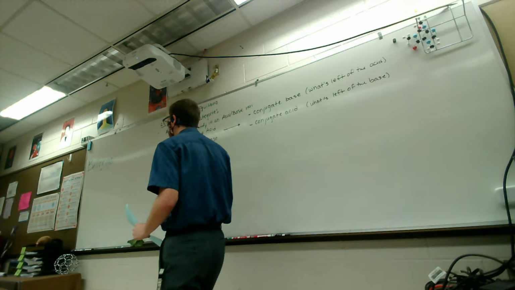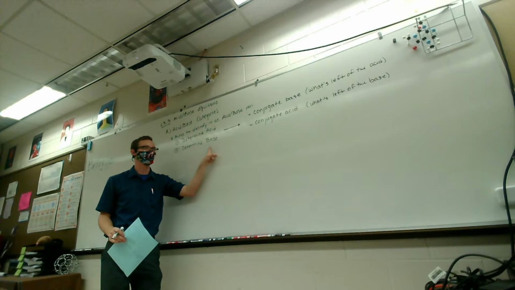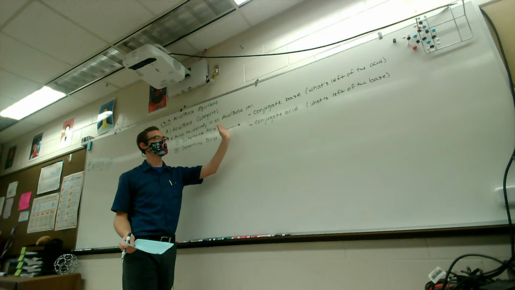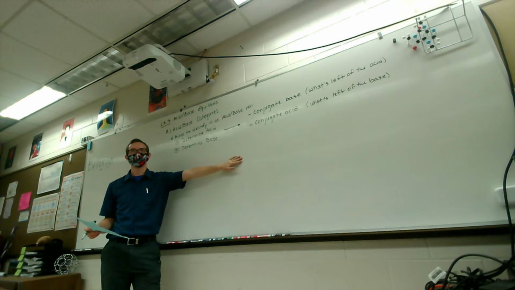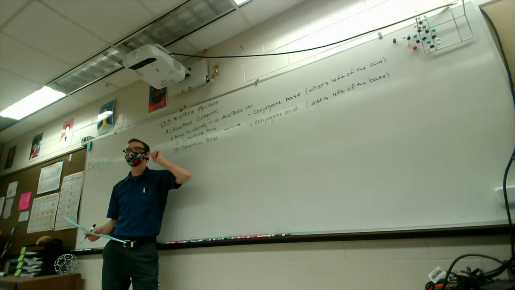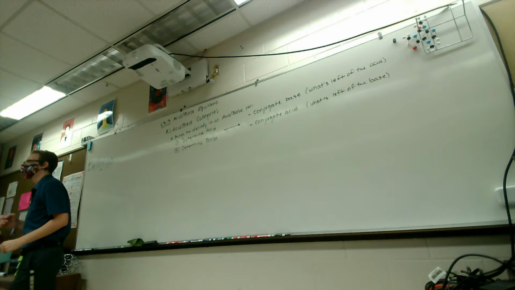Seems a little confusing because if the conjugate base is what's left of the acid and the conjugate acid is what's left of the base. Okay? Now, there's an easier way, I think, to remember this. The conjugate base is basically in the reverse reaction what acts as the base, and the conjugate acid is in the reverse reaction what acts as the acid. Okay? So if this was equilibrium, it doesn't even matter. It's whatever the reverse reaction is, what acts as the base. That's the conjugate base. In the reverse reaction, what acts as the acid? That's the conjugate acid, okay?